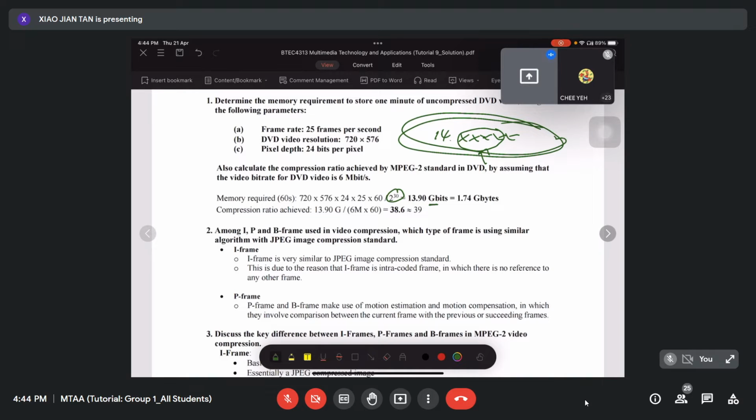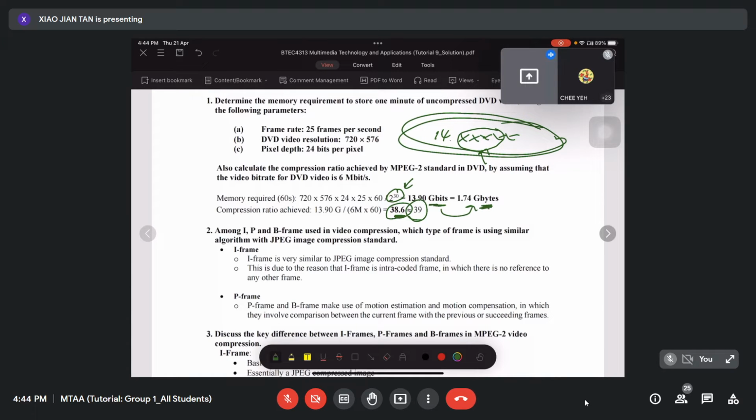So remember to divide by 2 power of 30, so you will get this, in gigabits. You convert to byte, and then later on you get the compression ratio. The compression ratio, if you want to remain as 38.6, is okay. If you want to round off to become 39, it's okay.